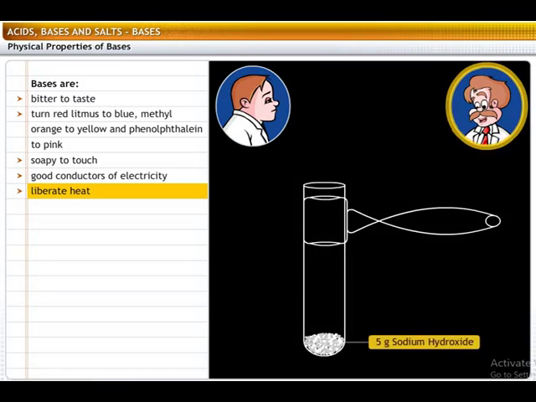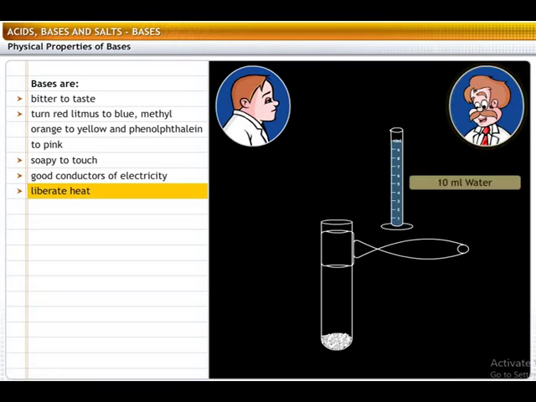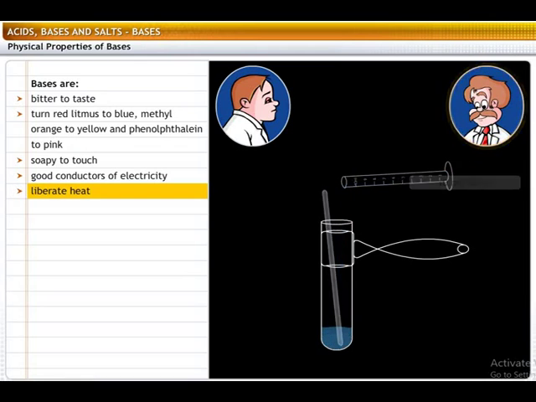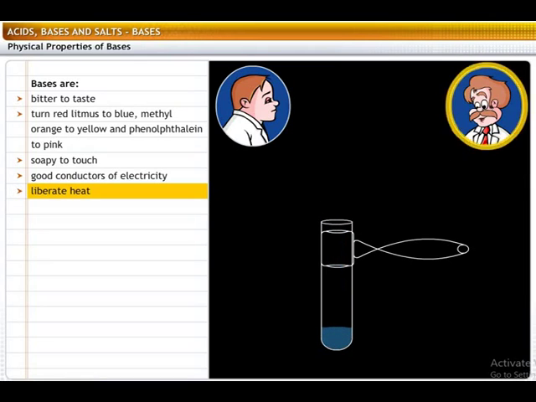We take 5 grams of sodium hydroxide pellets in a test tube. To this, we add 10 milliliters of water slowly by stirring. On diluting with water, some heat is released, due to which the test tube becomes warm.